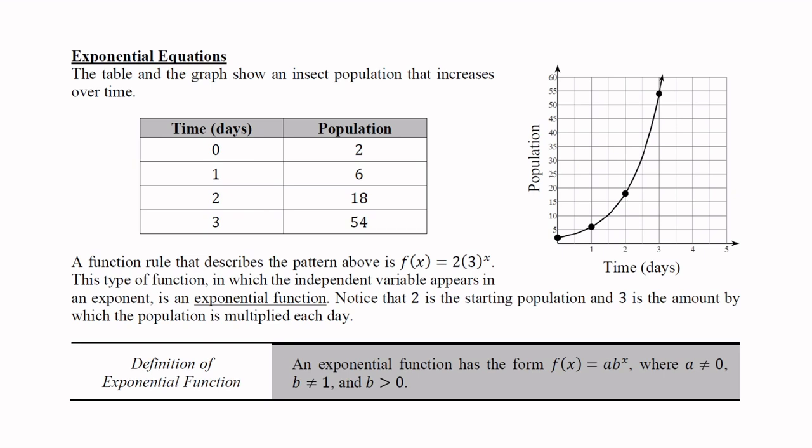So an exponential function has the form of f of x equals a b to the x, where a cannot be 0, b cannot be 1, and b is greater than 0. The reason that a cannot be 0 is if a is 0, the whole thing is 0, and we have a constant function. B cannot be 1 because 1 to any power is just 1, so therefore we would end up with a constant function for that as well. And b has to be greater than 0.